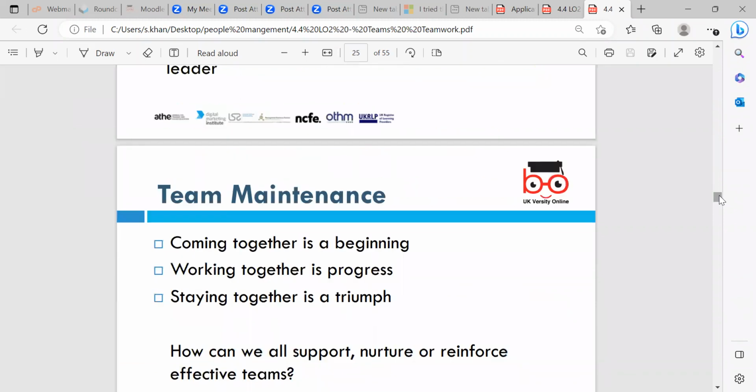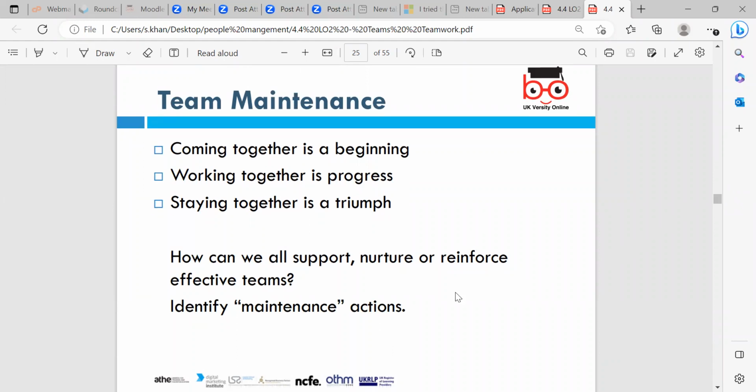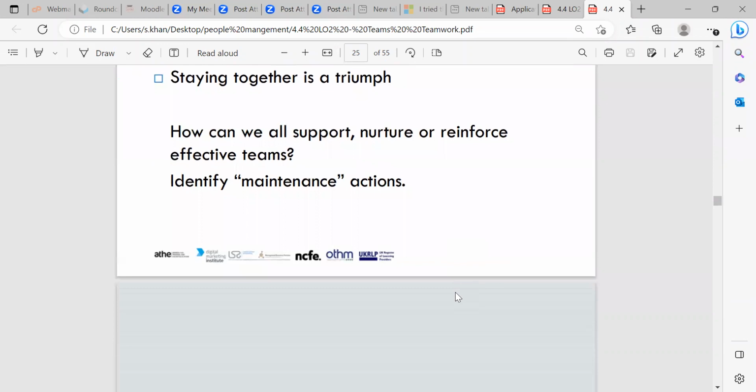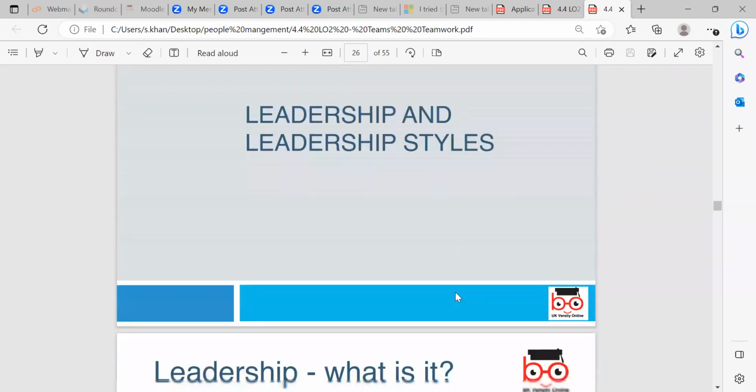So team maintenance: coming together is a beginning, working together is a process, and staying together is a triumph. How can we support, nurture, or reinforce effective teams? So identify maintenance actions: any action points where teams are not getting on, or any issues with communication, or teams moving away, and trying to identify how to maintain a good team to meet the end target. Leadership and leadership styles.